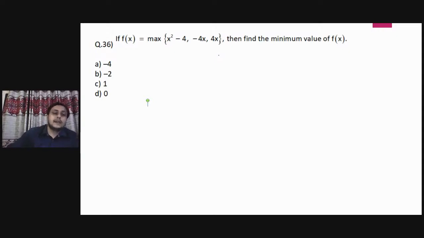The question is if fx equals to maximum of x square minus 4, minus 4x, 4x, then find the minimum value of fx. You have to find the minimum value of fx. So as I have told you, we first draw the graph, right, for these three equations. First is quadratic, and second and third linear, means, or you can say straight line, equation of a straight line.